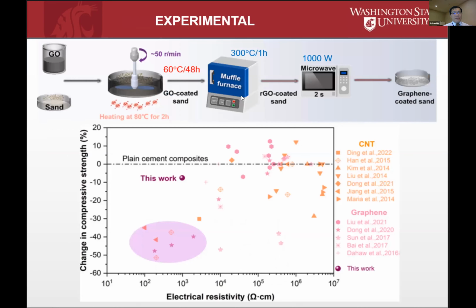Again, just comparing our work versus all the published work, we tend to achieve lower electrical resistivity, in other words higher conductivity, and also we don't compromise much of the strength because this is a different approach. The approach is really using the heat treatment and the microwave treatment. You're turning that graphene oxide into reduced graphene oxide, which becomes thermally and electrically conductive.